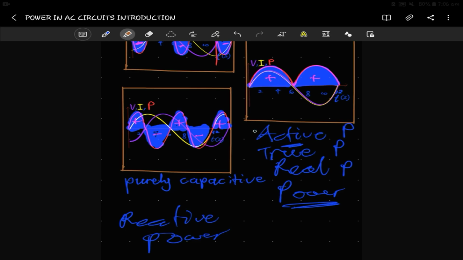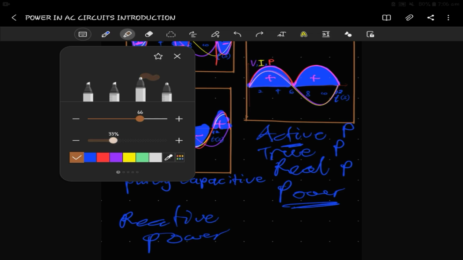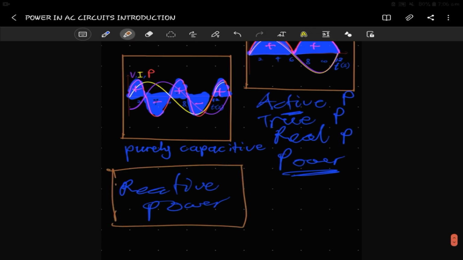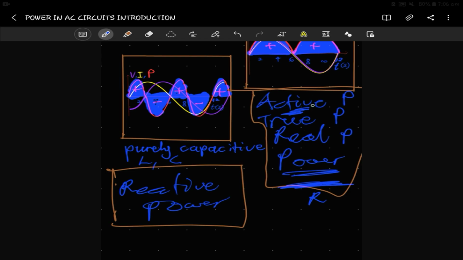And then there are names that we use to describe these two. Because they are names, there must be a symbol that we use to make things easier. This one is for purely inductive or purely capacitive, and these names here are for the power that the purely resistive circuit consumes. The purely resistive consumes only active power, which has all these other names, and the purely inductive or purely capacitive consumes only reactive power.